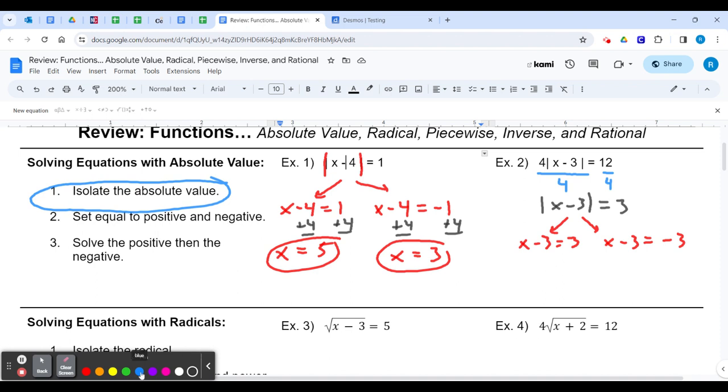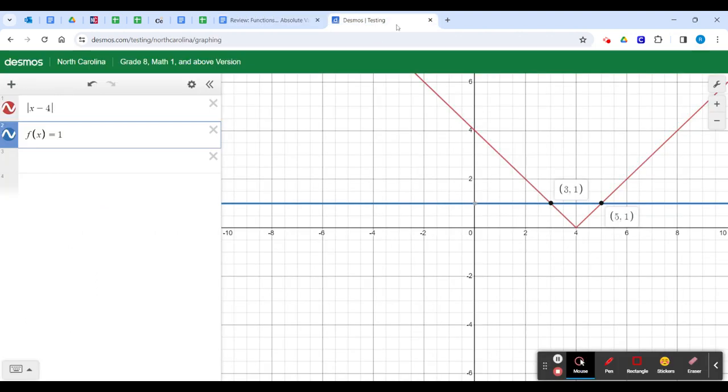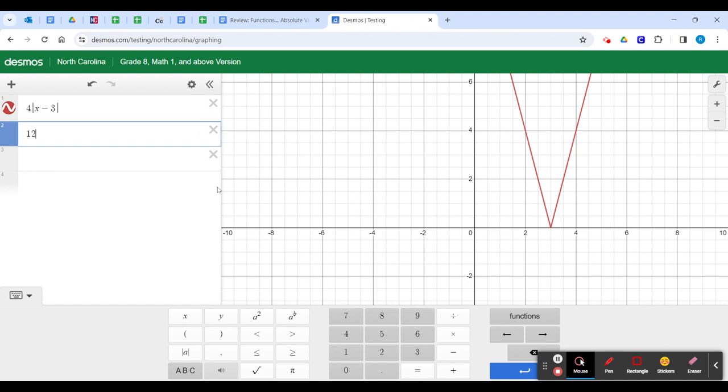Then we add 3 to both sides. We can do this in both equations if we want to work them at the same time. We get x equals 6. And in our other equation, add 3 to both sides. We get x equals 0. So let's test this out graphically. In our first equation, this will be 4 times the absolute value of x minus 3. And our second equation is going to be 12. Again, the 12 won't show up, so we either need to put y equals out in front of it, x equals out in front of it, or use the f of x notation.